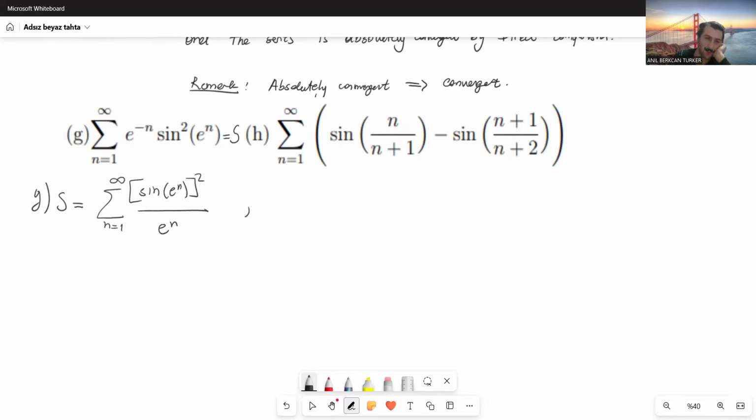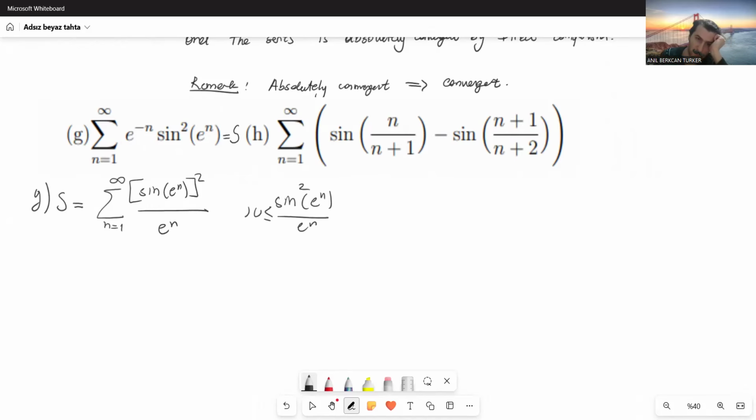Now observe that this general term, again, this numerator is less than something. This is bounded, right? Since sine is always bounded by 1, so when you take the square, it is still bounded by 1. And 1 over e to the power n is a geometric series, so it will be convergent. So let me do what I verbally explained already: sine n square over e to the n.